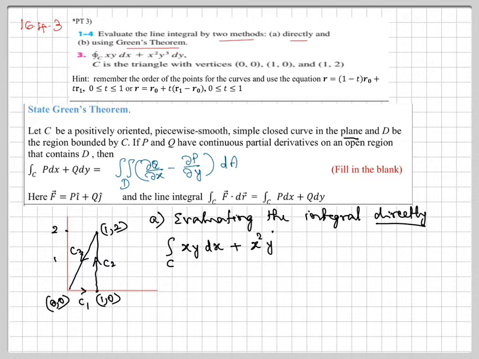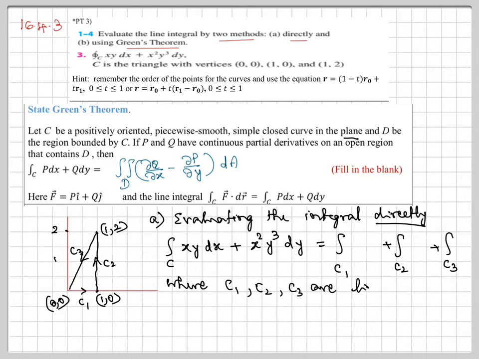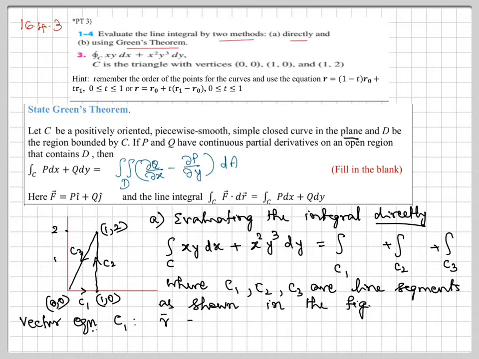So the integral over C of xy dx plus x squared y cubed dy equals the integral over C1 plus the integral over C2 plus the integral over C3, where C1, C2, C3 are as shown in the picture. Now, we will find the vector equation of each of these line segments. The vector equation of C1 is r equals r0 plus t times (r1 minus r0), where t lies between 0 and 1.